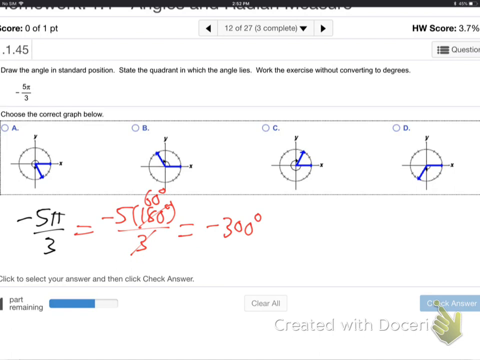See how I did that? Okay. Now careful. This is a negative angle. It's B. So negative goes down.